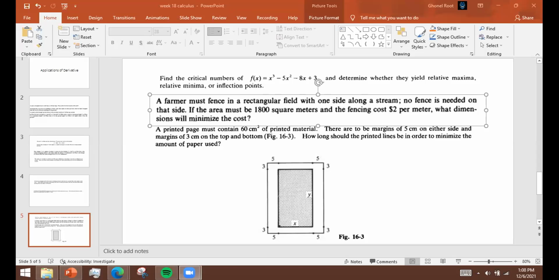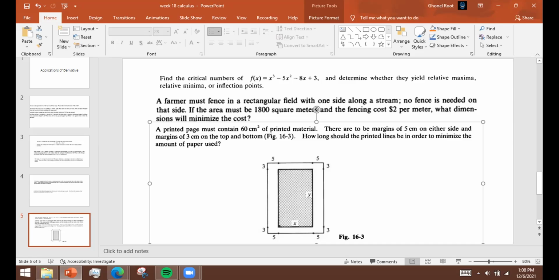Okay, so last sample problem for optimization. A printed page must contain 60 cm² of printed material. So ayan, pinakita naman sa drawing. But there are to be margins of 5 cm on either side and 3 cm on the top and bottom. Okay? So ganyan.